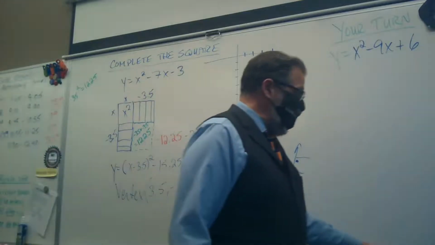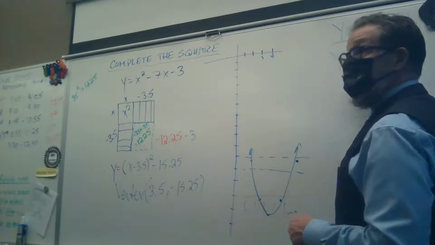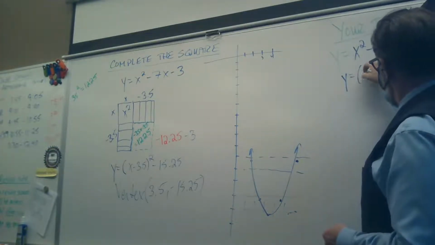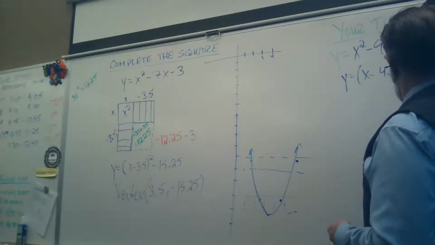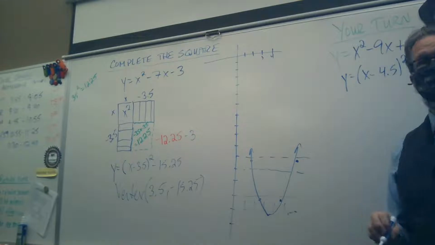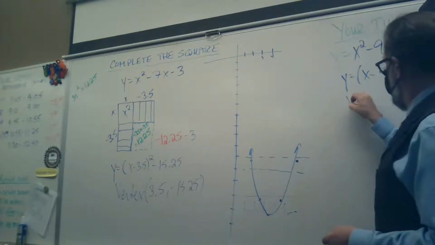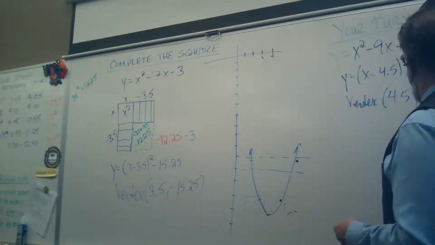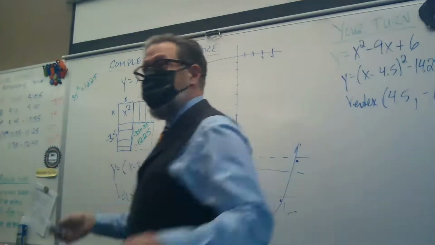Somebody hasn't volunteered yet, want to volunteer me an equation? All right. y equals (x minus 4.5) squared minus 14.25. Roberta, vertex? 4.5 comma negative 14.25. Boom.